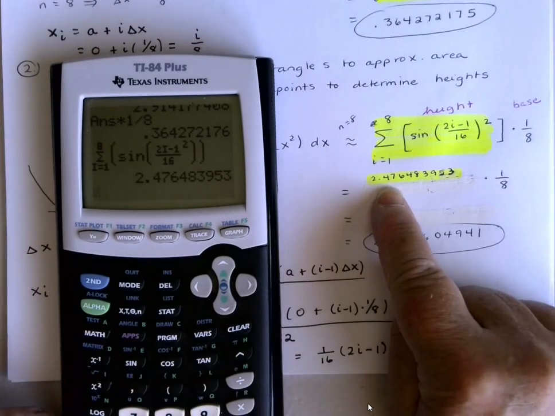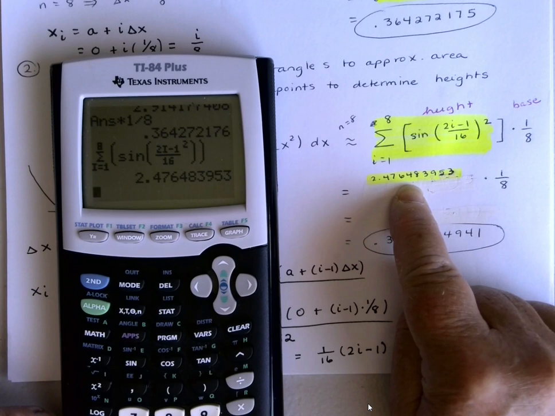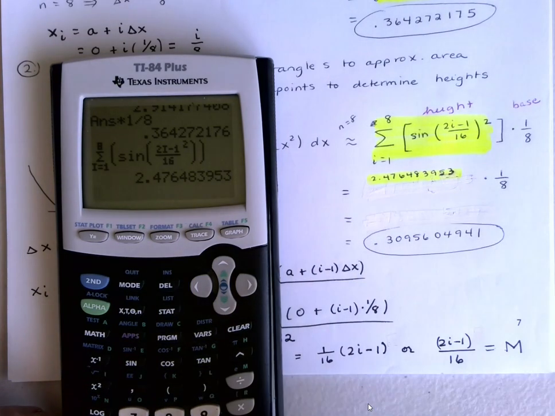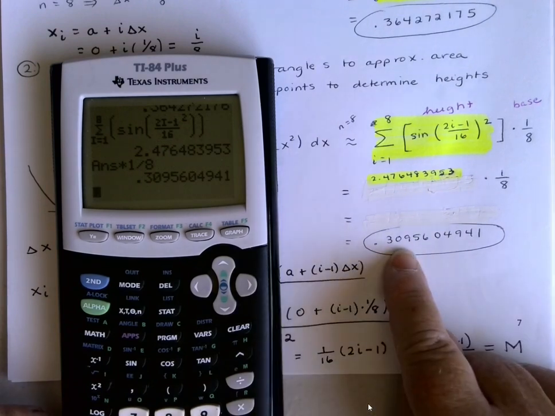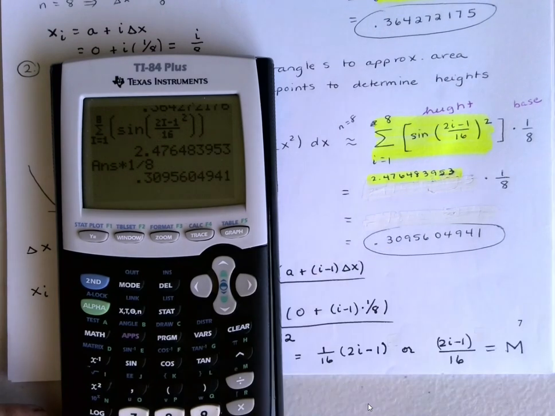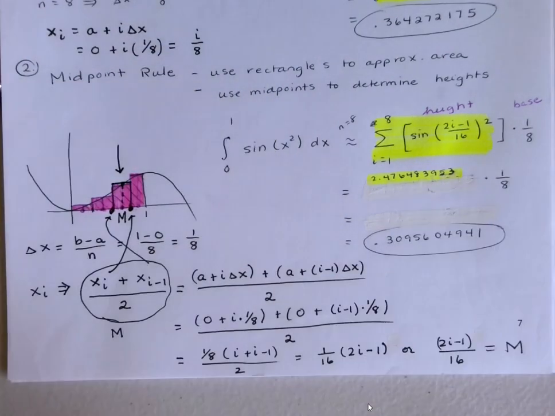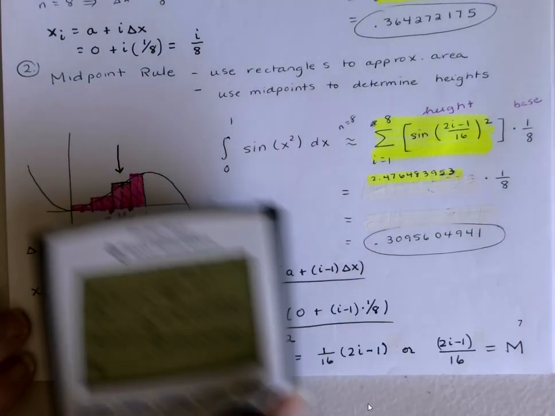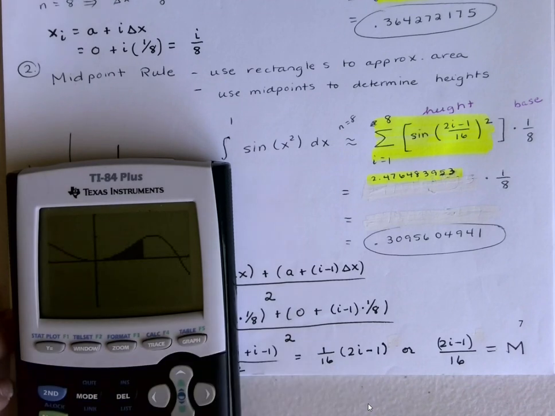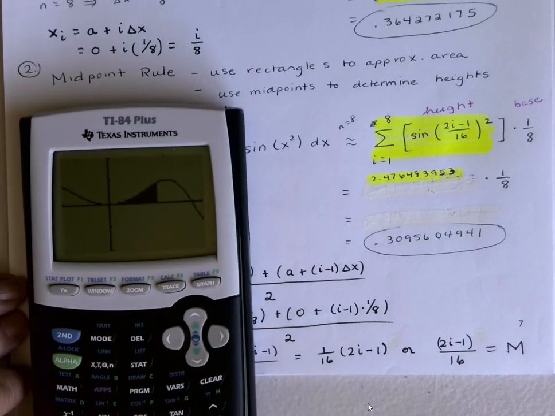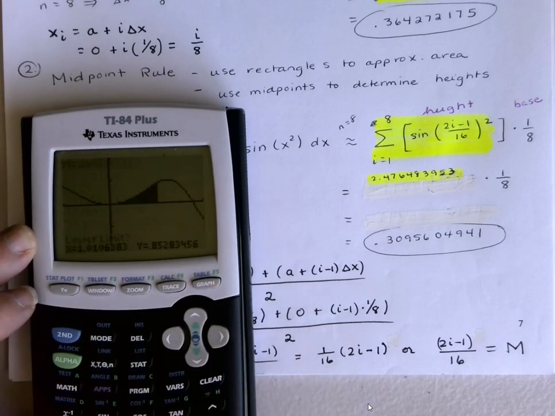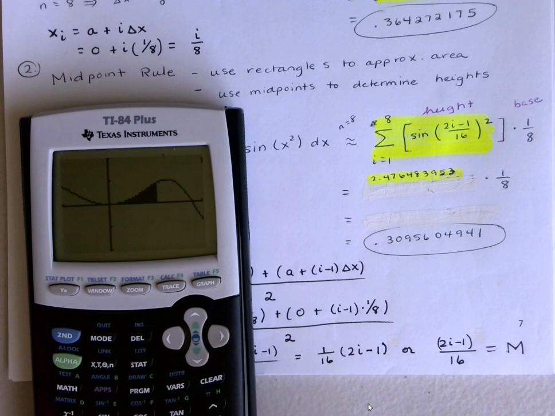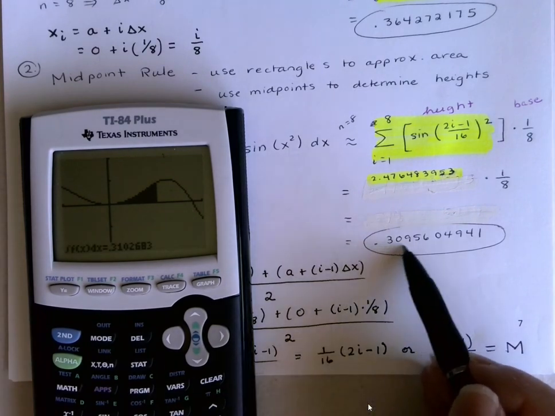And there's that 2.476, etc. If I multiply that by 1/8, I get the 0.3095 and so on. Now, just a reminder, the original area on the graph, let me just do it one more time, was 0.310. I'm now at 0.309.